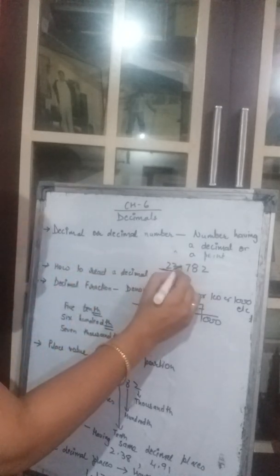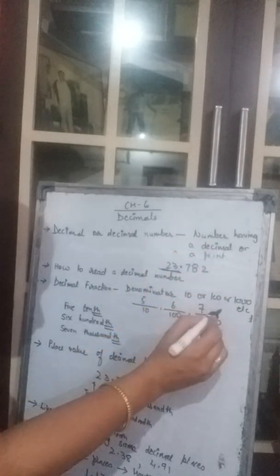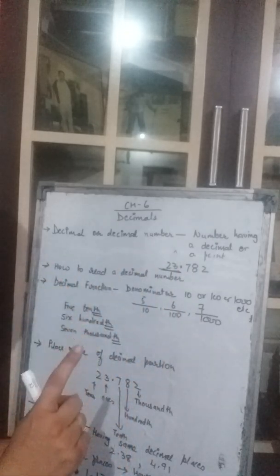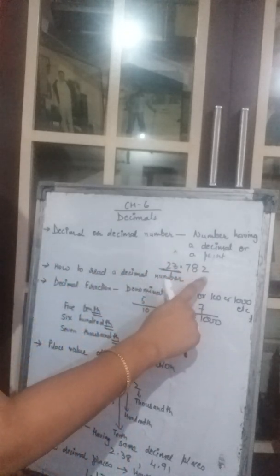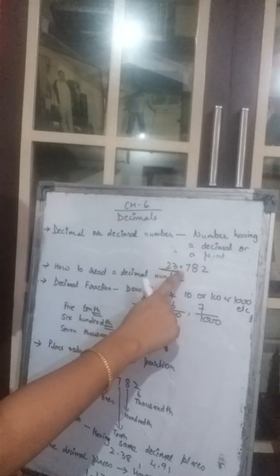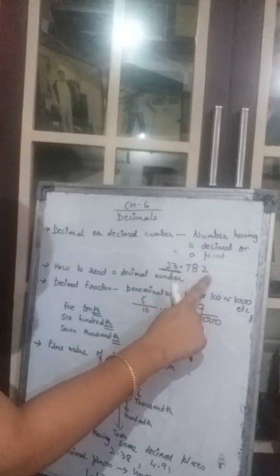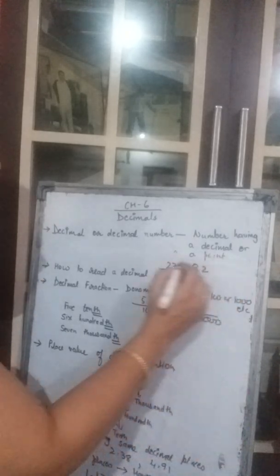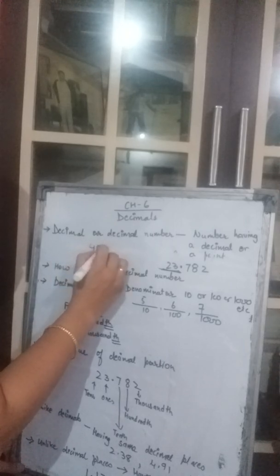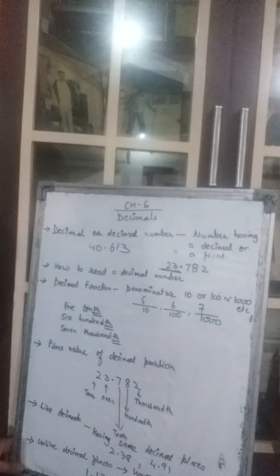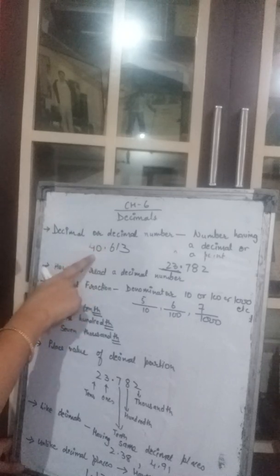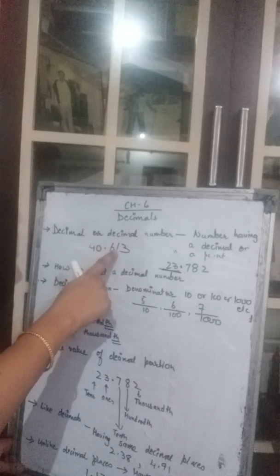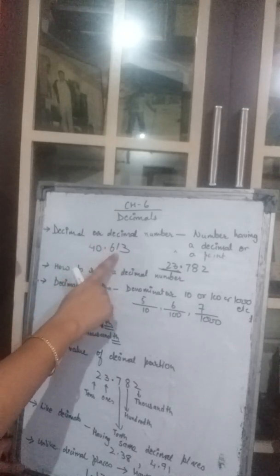But whatever is there after the decimal on the right hand side, that is never read as 782. No, we read it by the numbers themselves. How? 23.782. This is how we read a decimal number. Is that clear? Suppose it is given 40 point, this is a number which is given to you. So, on the left hand side, you will read it 40. Okay, this is 40. Point, you will read that point 613. We never read it 613.